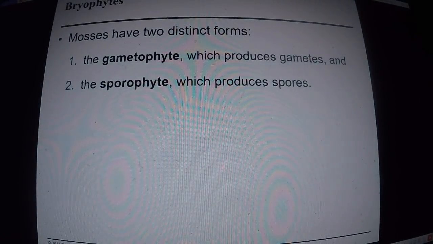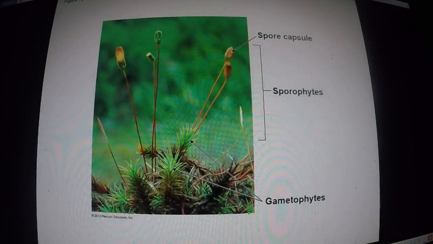Mosses have two distinct forms: the gametophyte, which produces gametes, and the sporophyte, which produces spores. Got it? Gametophyte, gametes, sporophyte, spores. Coming out of the moss plant like that, the sporophyte grows right out of the mother plant. You could almost call it parasitic on the mother, and it has a spore capsule, in which meiosis occurs and a whole bunch of spores form.